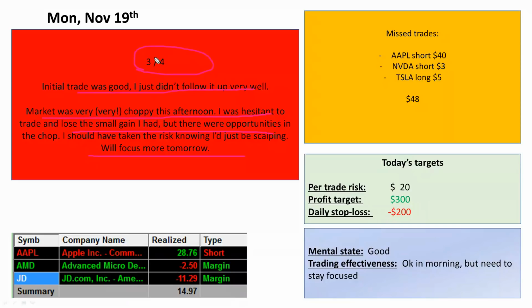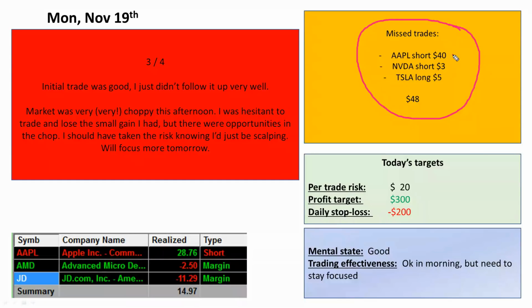I look at my mental state, and then at the end of the day, I put in how effective I was. You can say here, I was okay in the morning, but I need to stay focused. So I put notes at the end of the day, right? Just notes to remind myself, what was it like? What was I feeling? How did I perform? What do I need to do differently?